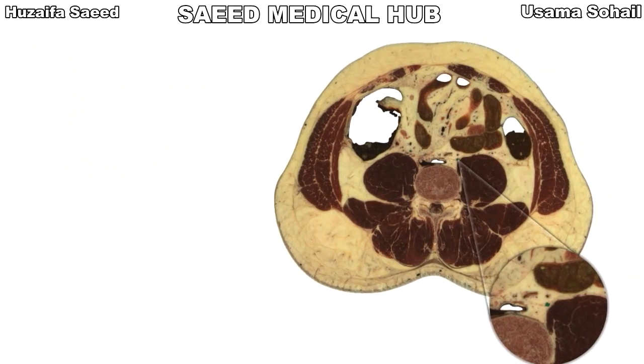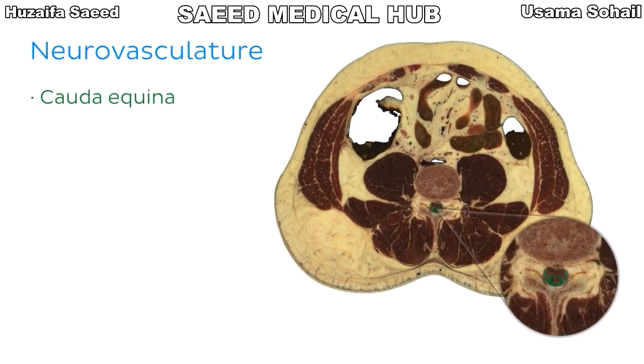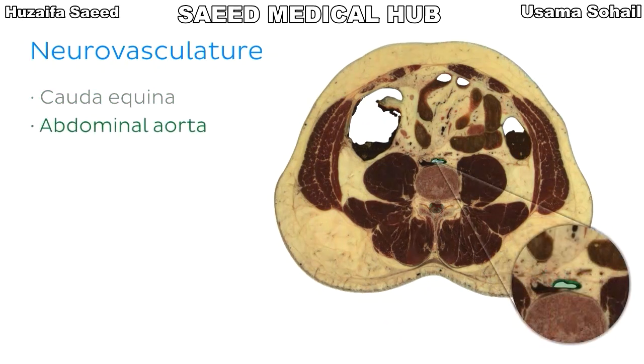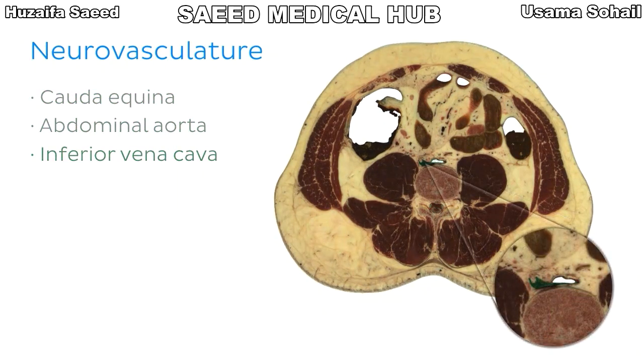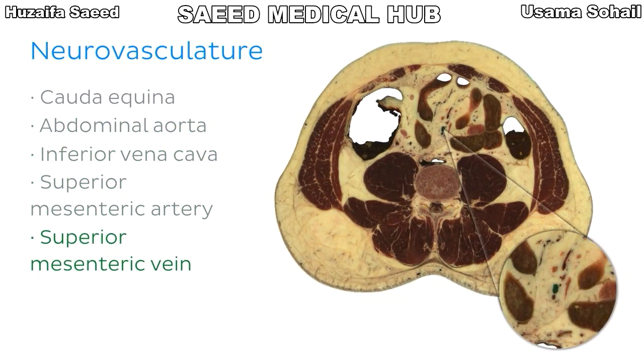Finally, we identified the visible neurovascular structures in cross-section at the L4 level. These structures were the cauda equina, the abdominal aorta, the inferior vena cava, the superior mesenteric artery, and the superior mesenteric vein. That brings us to the end of our tutorial on the cross-section at the L4 vertebral level.